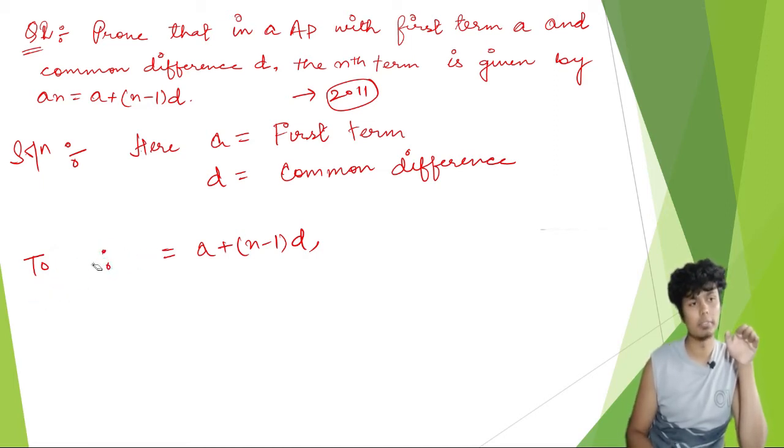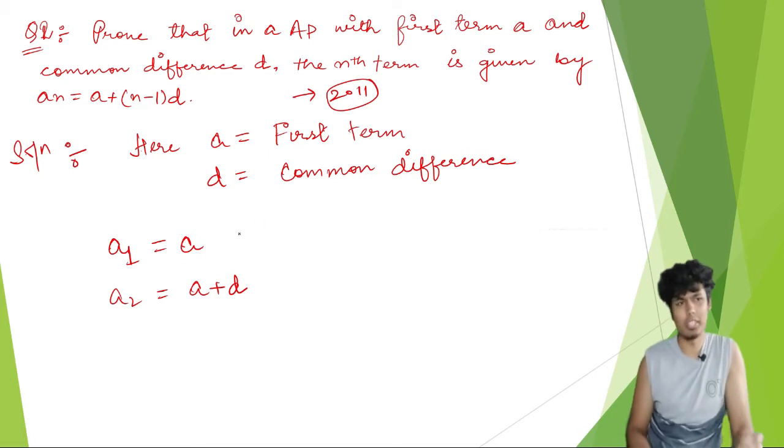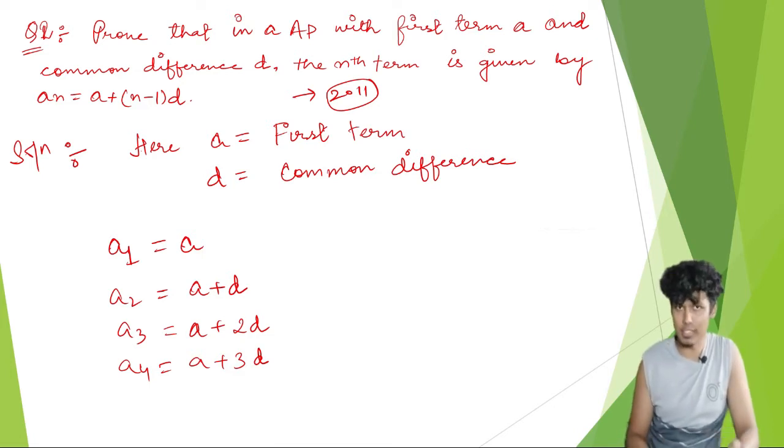So let us start. Let us find the first term, a1. a1 will be a. What will be a2? a2 will be a plus d. Simple. The second term will be addition with d. What will be a3? a plus 2d. So a4, a plus 3d. Simple. You can understand that much.